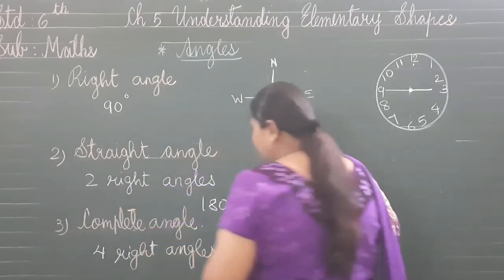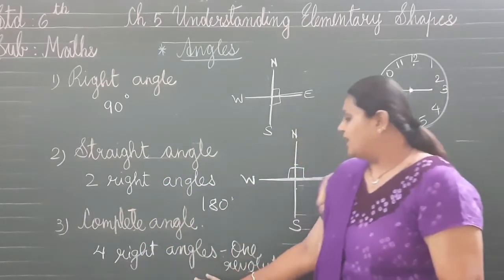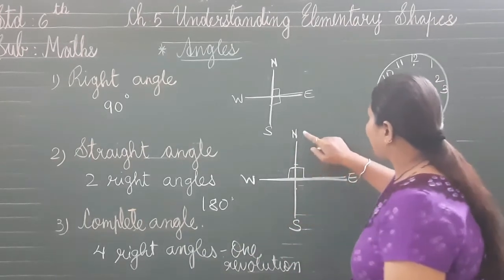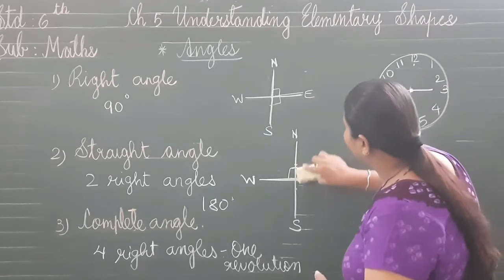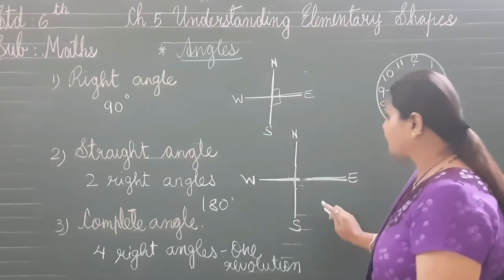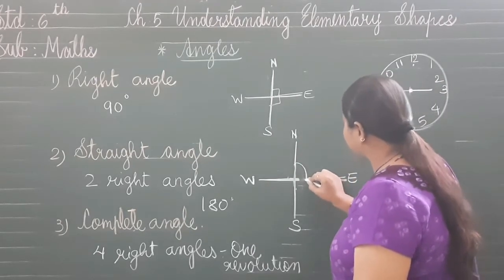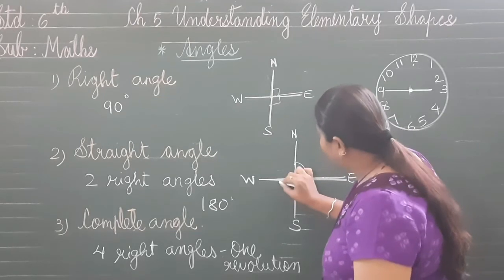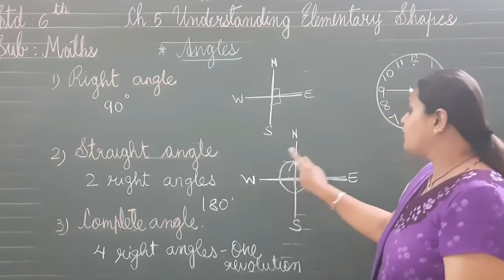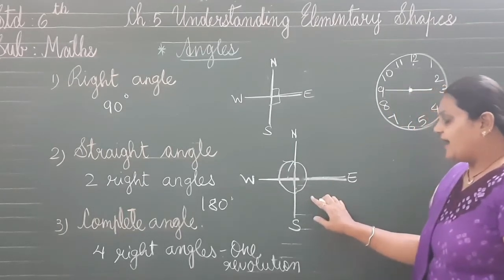Now let us study the complete angle. In a complete angle, 4 right angles are there. How? Let us study. Whenever I go from north and again want to reach north, first I have to go north to east, east to south, south to west, and then west to north. So one complete revolution takes place in a complete angle.